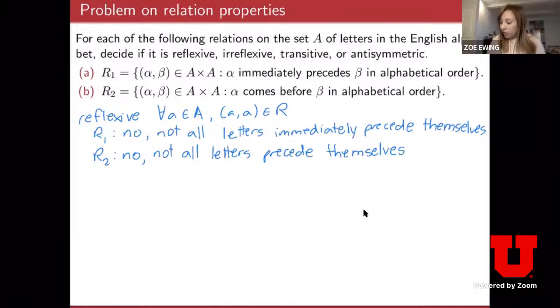Okay. All right. And then we're saying not all letters. We know that no letters precede themselves, but in order to prove that it's not reflexive, we just have to say that not all of them do.